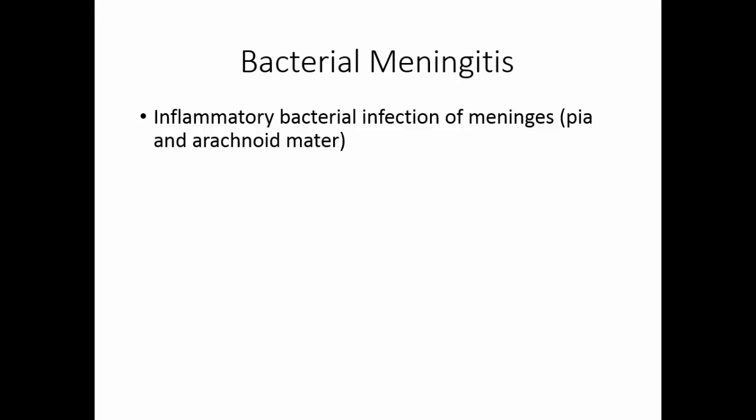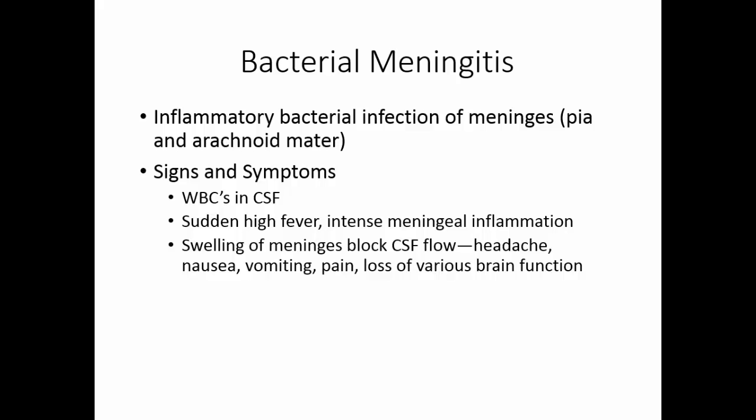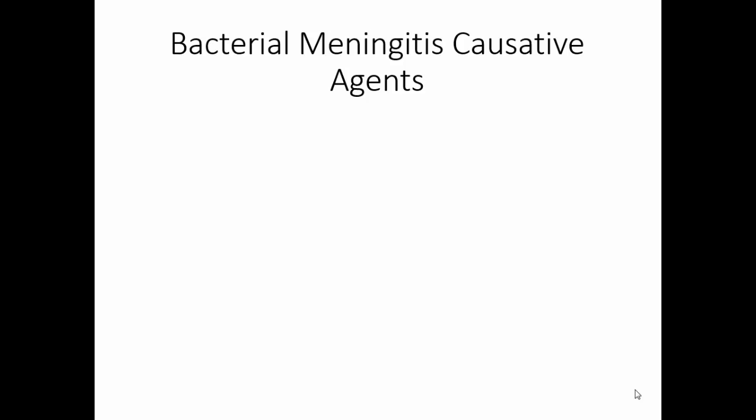This is an inflammatory bacterial infection of the meninges, primarily the pia mater and the arachnoid mater. Typically, white blood cells are seen in the cerebrospinal fluid. There is a sudden high fever, intense meningeal inflammation. A swelling of the meninges blocks cerebrospinal flow, giving rise to severe headaches, nausea, vomiting, pain, and loss of various brain functions. People become disoriented and confused. If the brain tissue becomes infected, then we have encephalitis. We'll start by looking at bacterial meningitis.